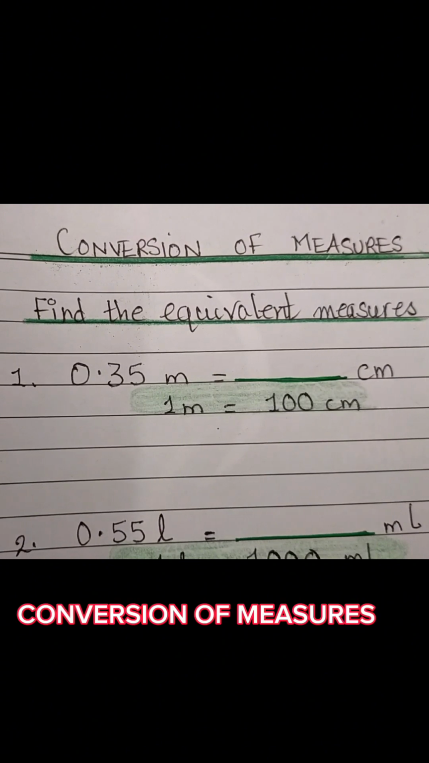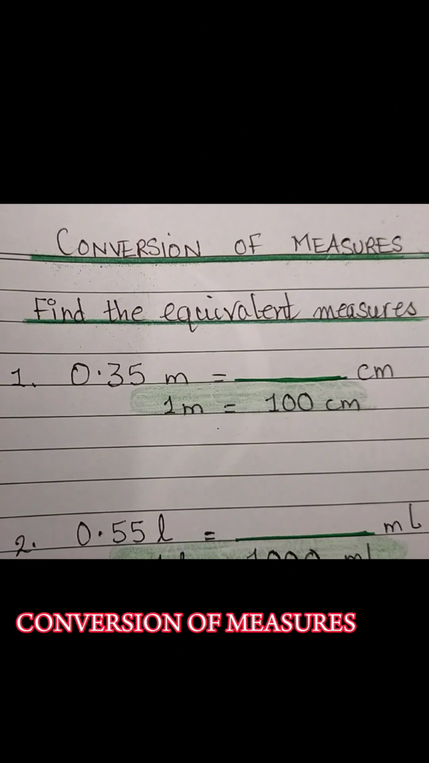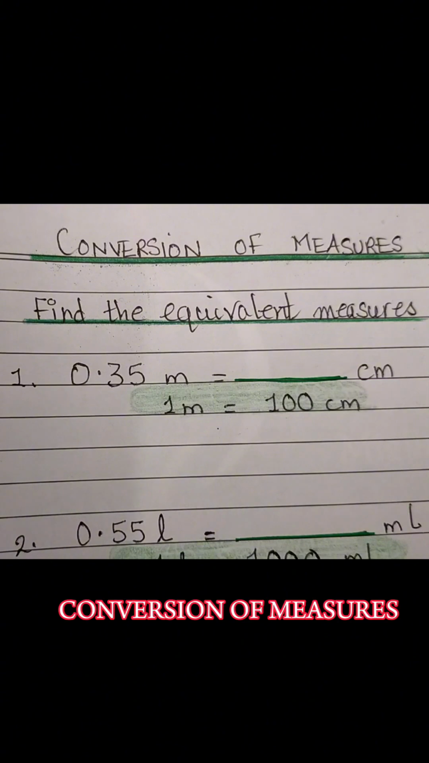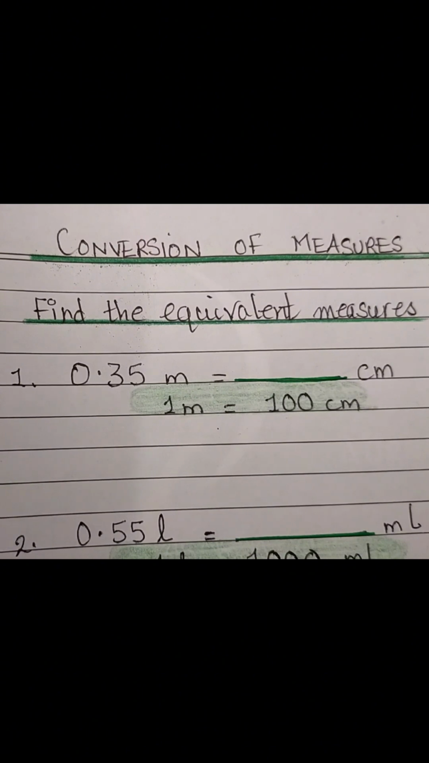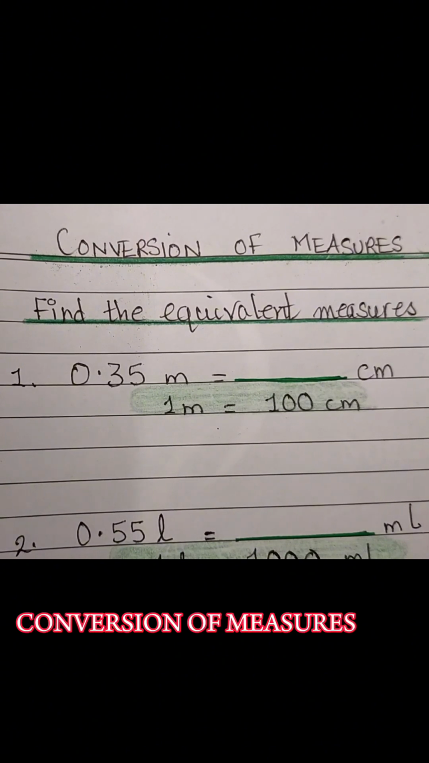Today I have decided to explain you a few questions on conversion of measures. Before we start, let's recall these measurements. When I talk about how to convert meter into centimeter, 1 meter is equal to 100 centimeter, and if you are asked to convert kilometers to meters, 1 kilometer is going to be 1000 meters.